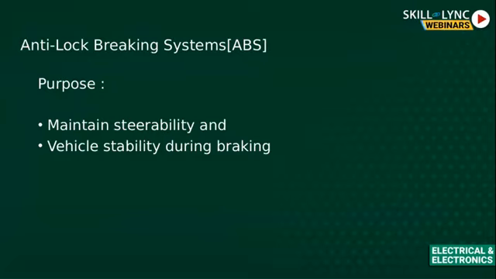There are two main objectives of ABS: maintaining steerability of the vehicle and maintaining vehicle stability during braking. I would like to take you back to your childhood to help you understand the anti-lock braking system. I am sure all the participants would have ridden a bicycle in their childhood. I hope you would have also noticed a pair of brake pads that grip the wheel whenever you press the brakes. Basically, you're using brake pad friction to stop your bicycle.